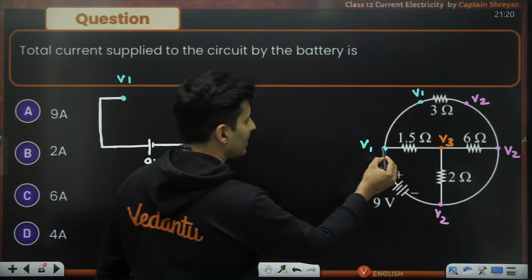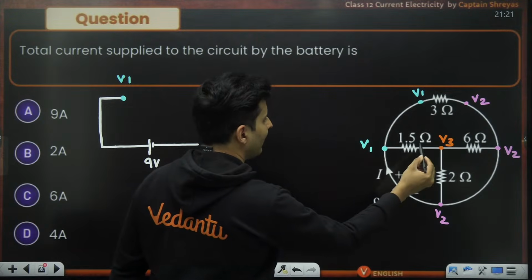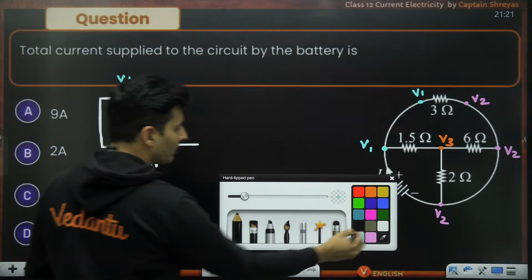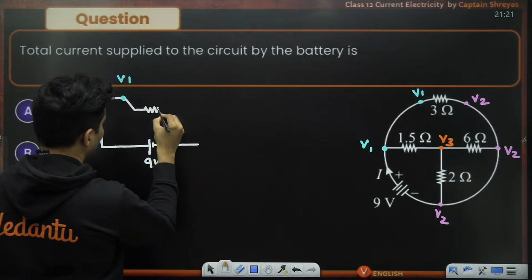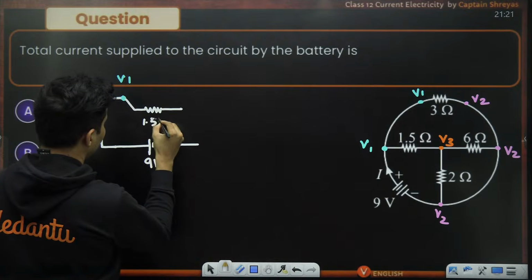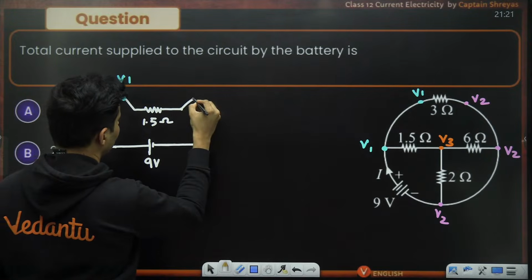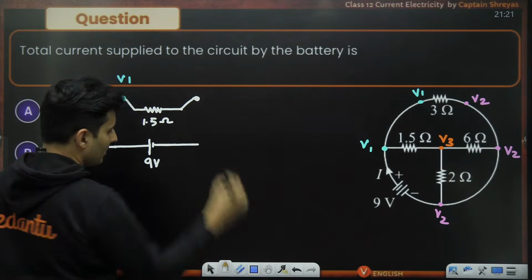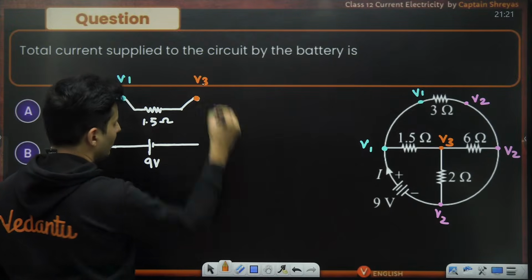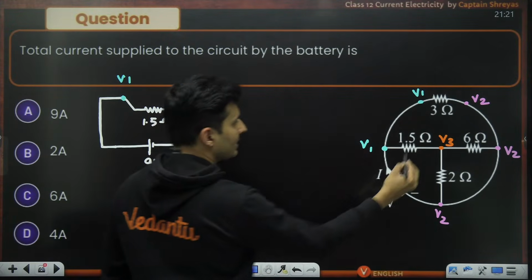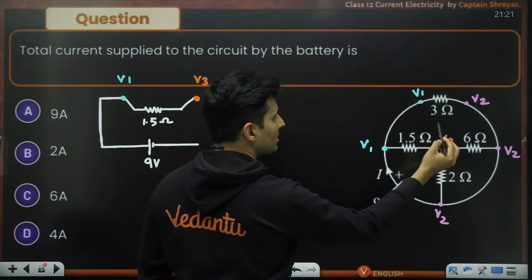First of all, V1 is going via 1.5 ohms to V3. Let me show 1.5 ohms over here. And it is going to maybe over here. Let's say I call that V3. Another resistance of 3 ohms.